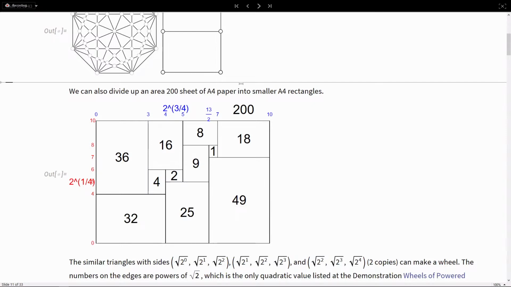One weird property of A4 paper is if you started with a piece of paper with area of 200, you can split it up into other A4 rectangles that are all either squares or twice squares. And this is a perfect dissection. These are all either the squares or twice squares under 50, making up this dissection of a larger A4 rectangle.